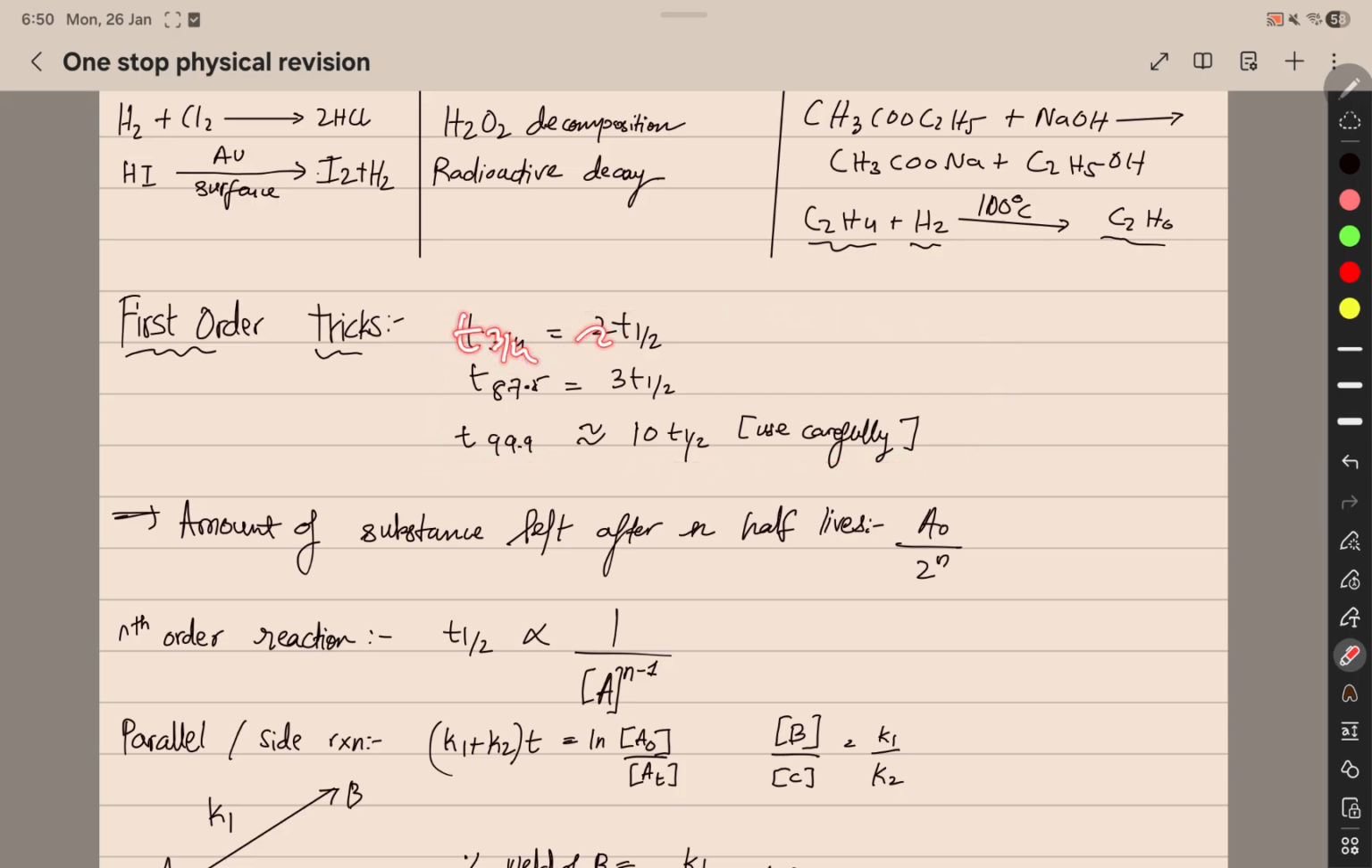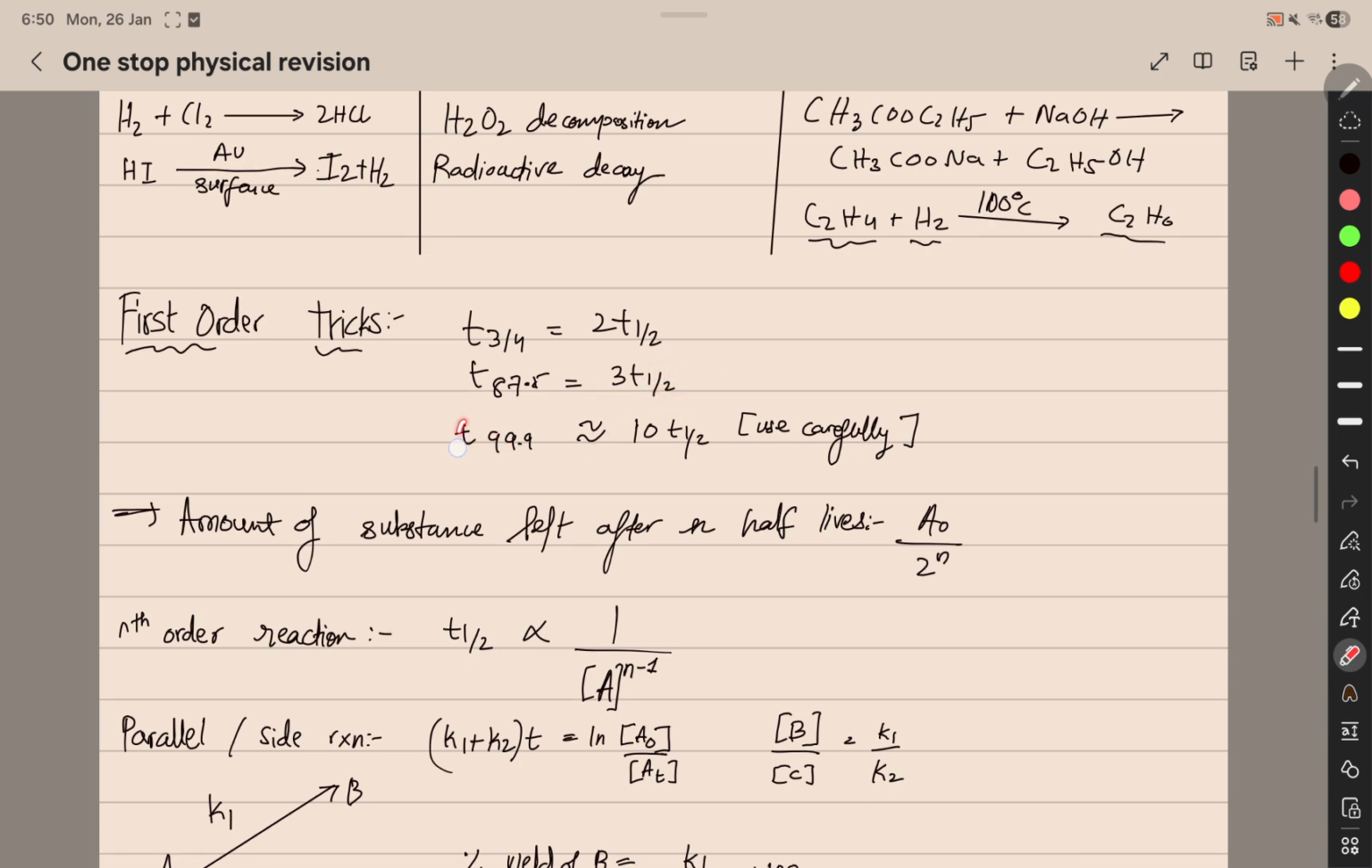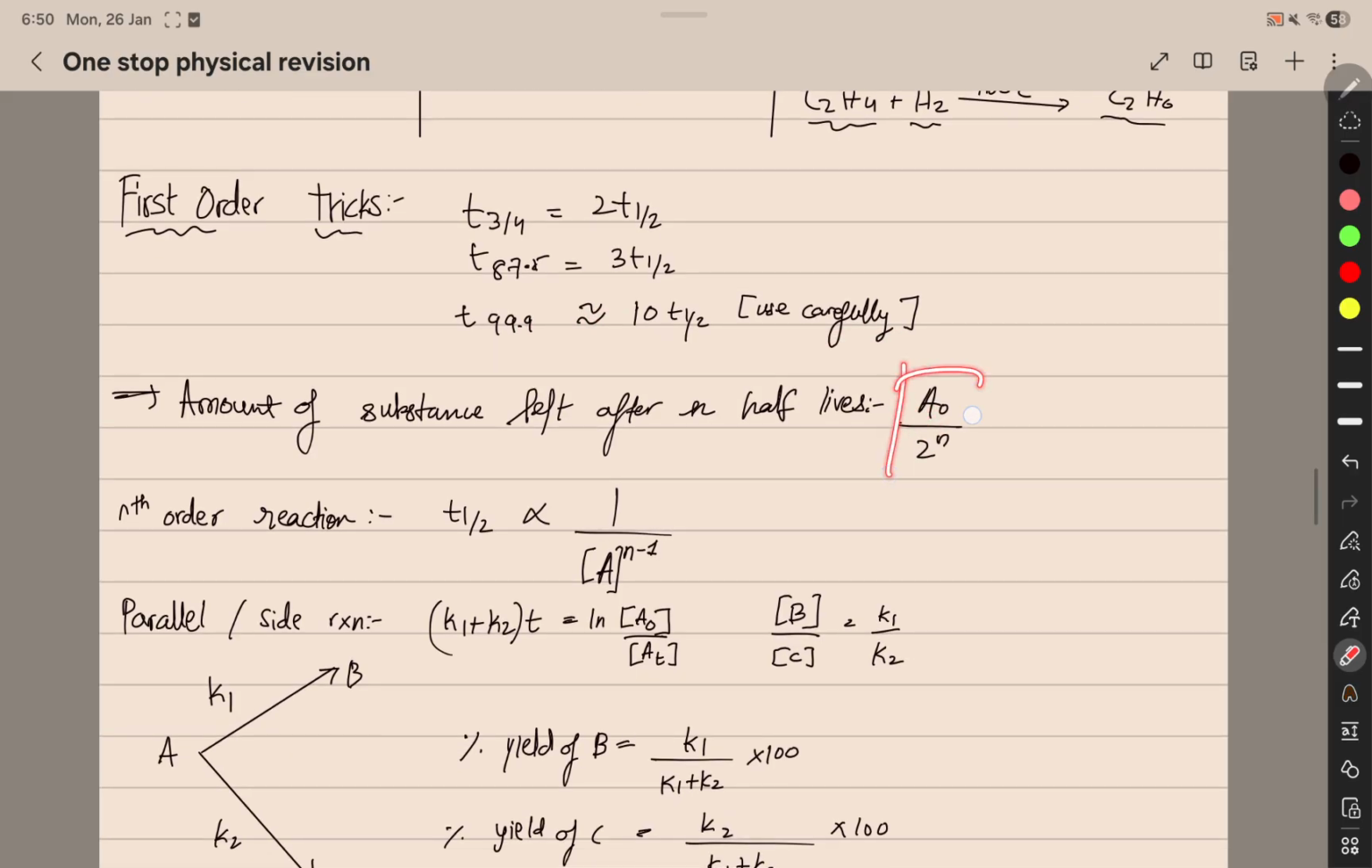T 3 by 4 is equal to 2 T half. That is a trick that you can use. T of 87.5 can be stated as equal to 3 T half, meaning half life, and T of 99.9, this is also given in NCERT, is equal to 10 T half. You have to use it carefully, okay? Don't use it for 99, don't use it for 99.99. I mean, maybe you could, but like, don't use it for 99. That's what I'm saying.